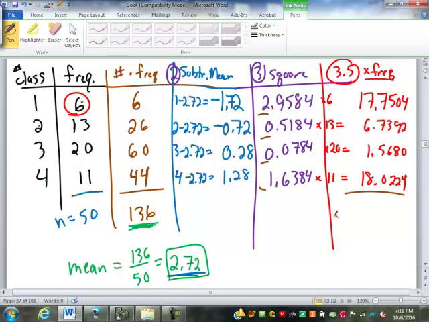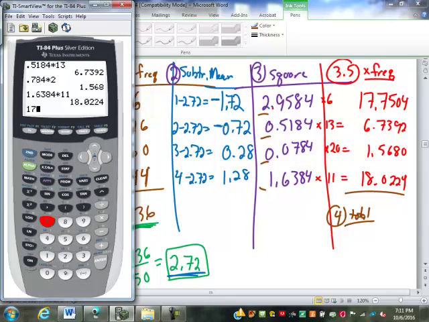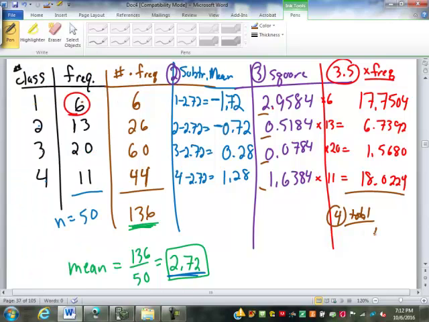Now we're going on to our true step 4, which is to find the total, which is 17.7504 plus 6.7392 plus 1.5680 plus 18.0224. That's 44.08. Worked out well.